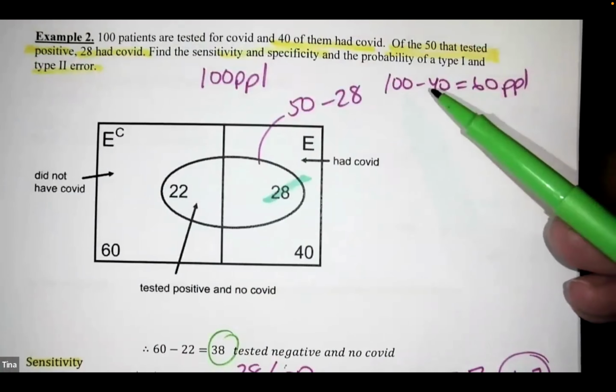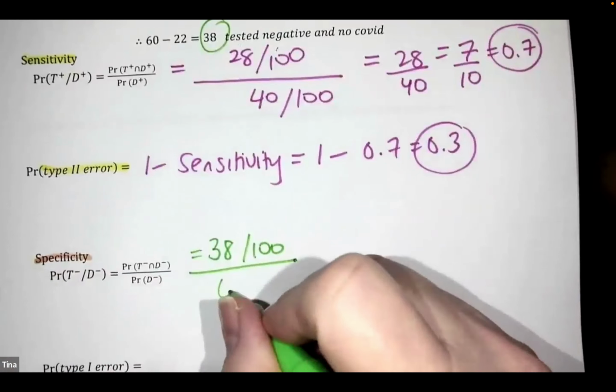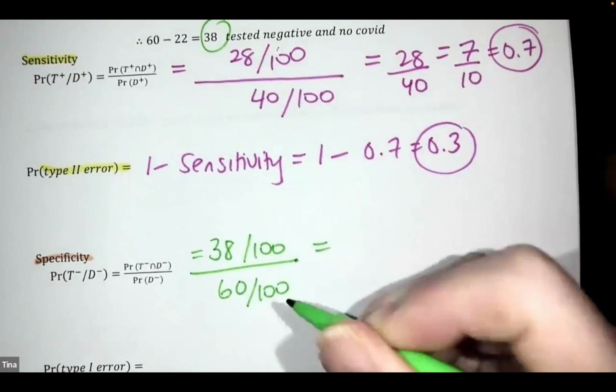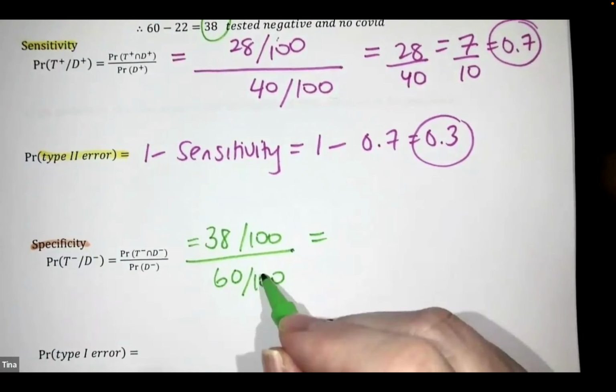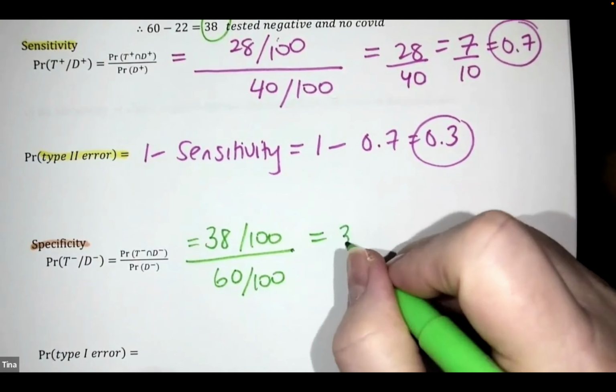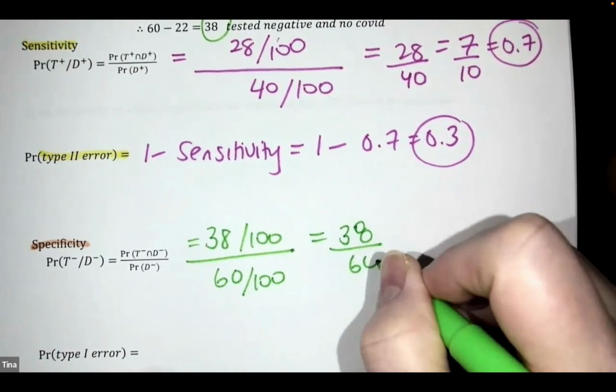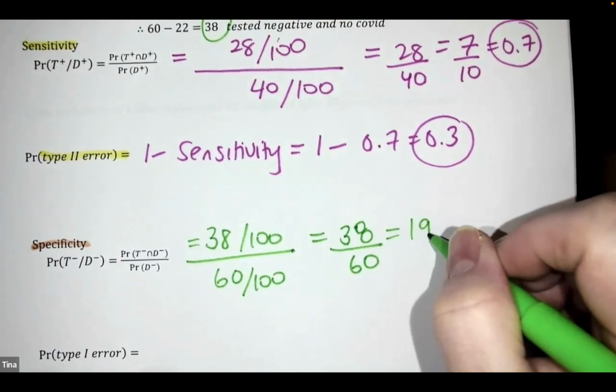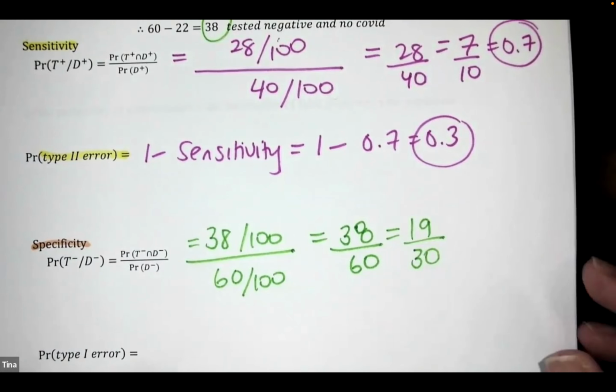And then don't have the disease. Well, it was 60, right? 40 had it. So 100 minus 40 is 60 that didn't. Again, we can divide the fractions, multiply with the reciprocal, cancel the hundreds. So 38 over 60 or 19 over 30.